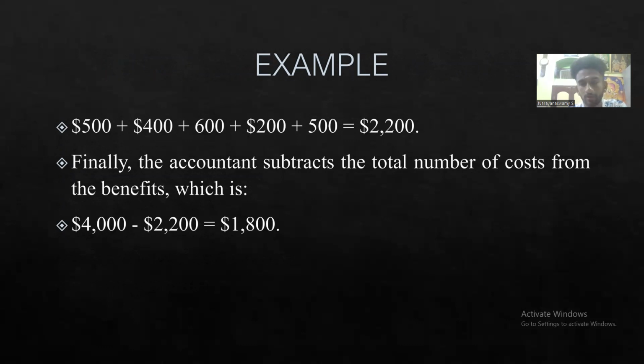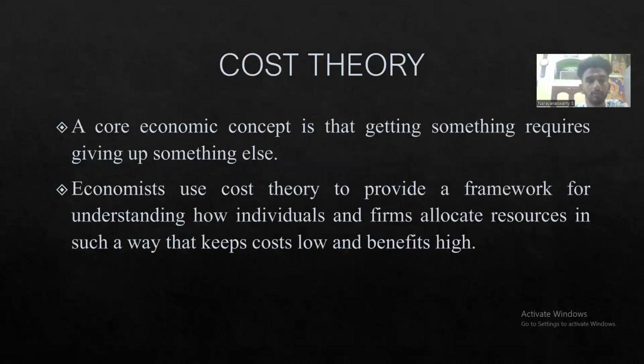Finally, the company subtracts the total costs from the benefit, which is 4,000 minus 2,200, which is 1,800. This means that the company earns 800 more than it expected. Because of this, the company decides to pursue the project since the cost analysis shows the possibility of an excellent profit margin. I think this example shows you how a cost analysis works.